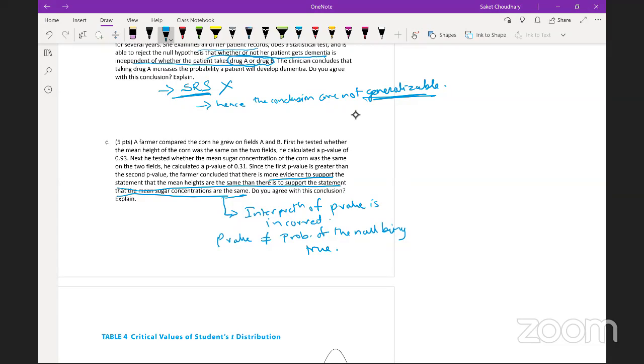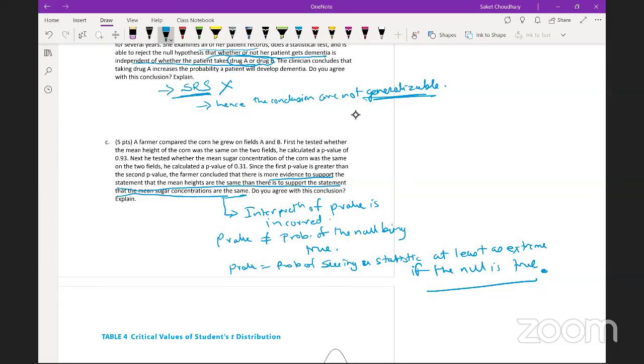So remember the p-value interpretation: the p-value is equal to the probability of seeing a statistic at least as extreme if the null is true, right? So you're already assuming that the null is true. So you cannot really claim that if you get a higher p-value, then that particular null has a higher likelihood of being true. That's not what is being concluded from this study.